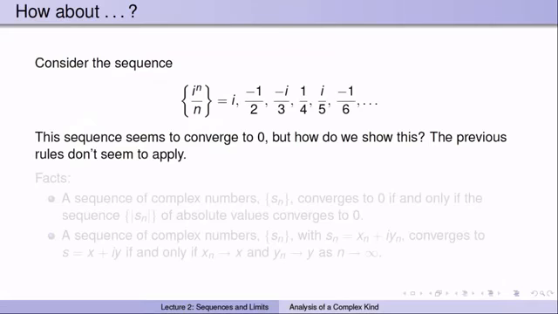Now let's consider the following sequence: i to the n divided by n. So i to the first power is just i divided by 1. For n equal to 2, we get minus 1 half, because i squared is minus 1. When n is equal to 3, we get i cubed, which is minus i over 3. For n equals 4, we get i to the fourth, which is 1 over 4, and so forth.